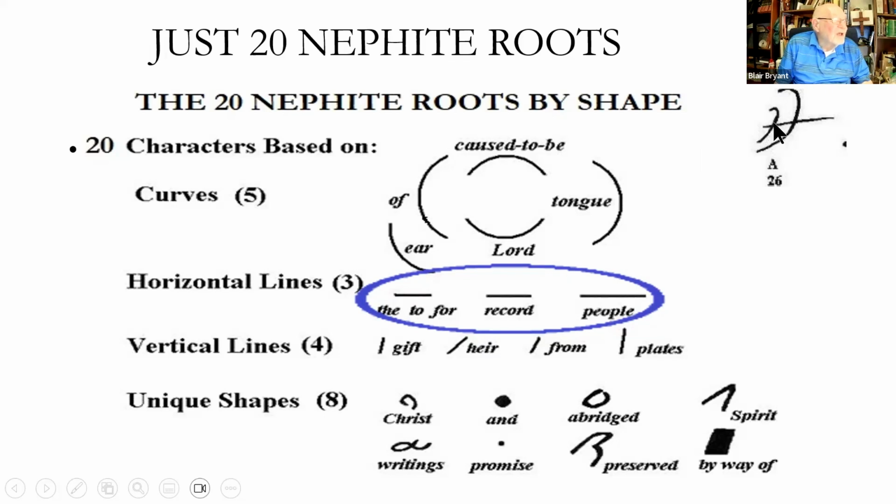The first one is the people record, and the background of that, those 2 curves, is Nephi.